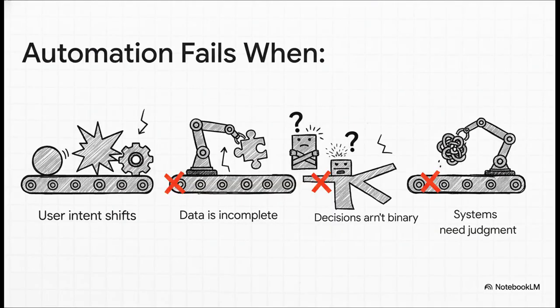And this is exactly where things fall apart. That perfect automation you built, it works great until it doesn't. It just hits a wall the second a user's intent isn't perfectly clear, or the data has a few gaps, or the decision isn't just a simple yes or no. Basically, it fails the moment you need something that feels a lot like judgment.